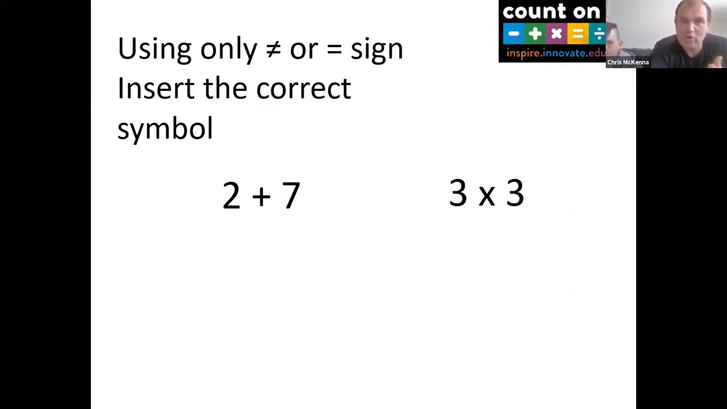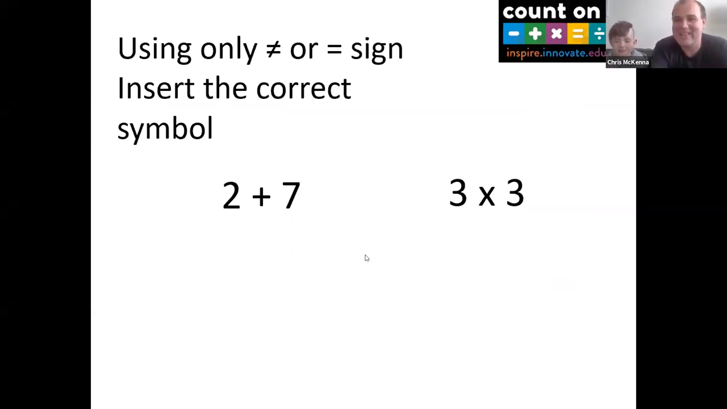So, using only the equal or not equal sign, insert the correct symbol. At home, do you know what 2 plus 7 is? Do you know what 3 times 3 is? What sign can I put in the middle here? Can I put equals or not equals? Do you know, Austin? What is it? Not equal. Oh, I thought it was 3 plus 3.